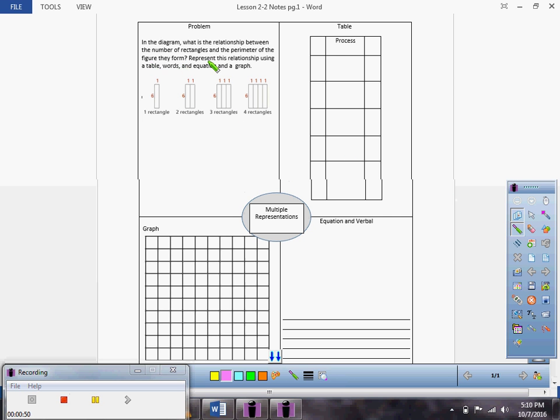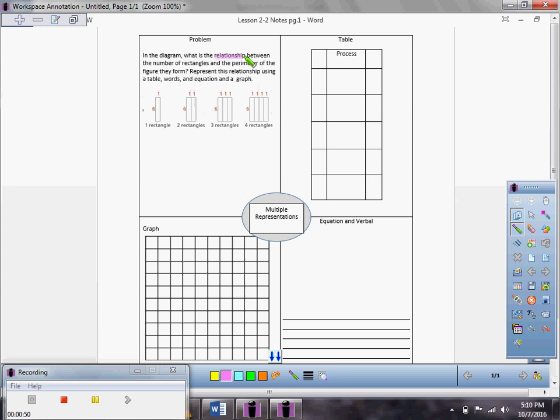In the diagram, what is the relationship between the number of rectangles and the perimeter of the figure they form? Represent this relationship using a table, words, equation, and a graph. So we are going to start with the table.